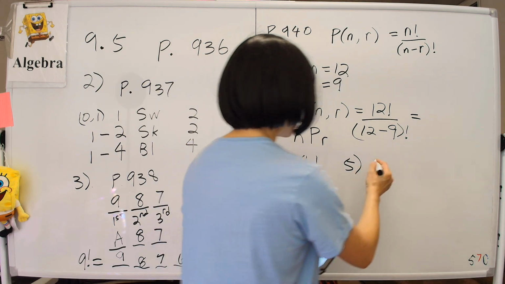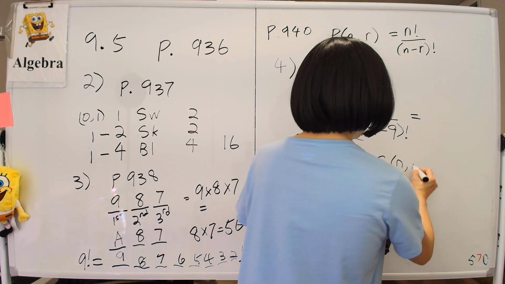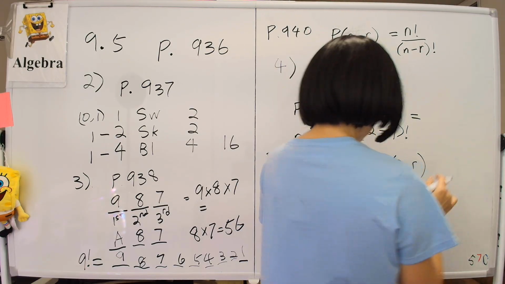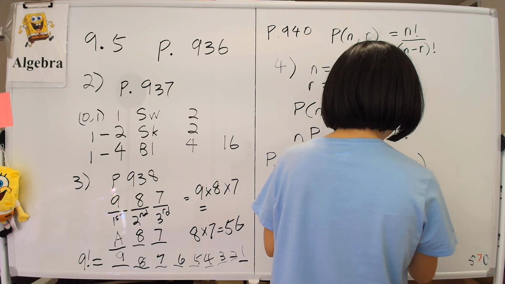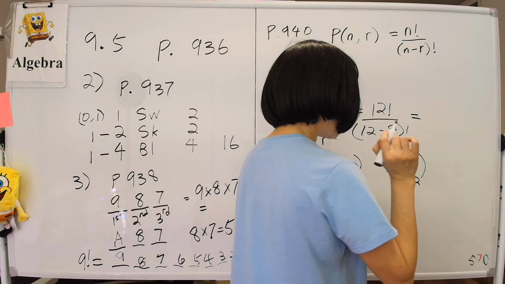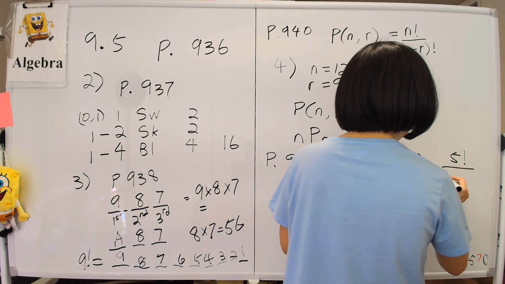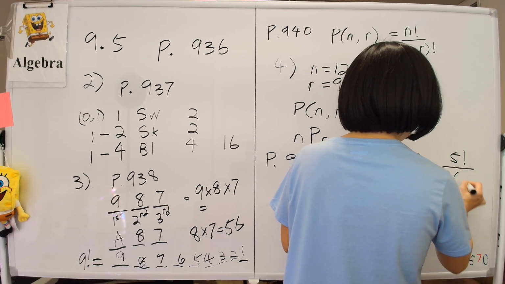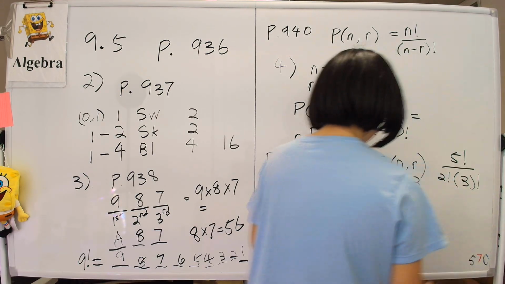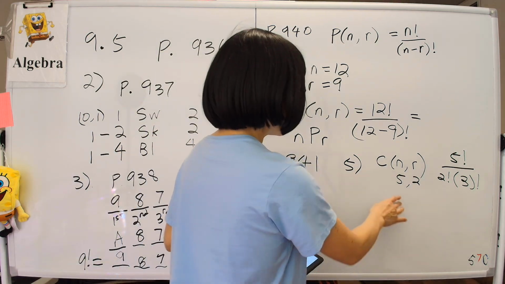In this case, then it is C(n, r) equals... n is 5, r is 2. So we have 5 options, we're choosing 2, order doesn't matter. So then we have 5 factorial divided by 2 factorial, and then 5 minus 2, which is 3 factorial. That is following the nCr formula.